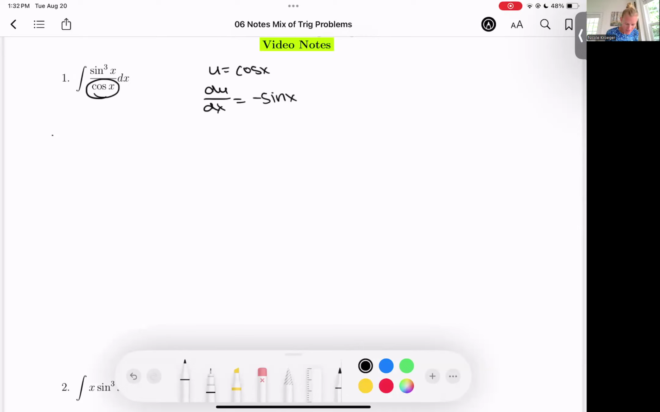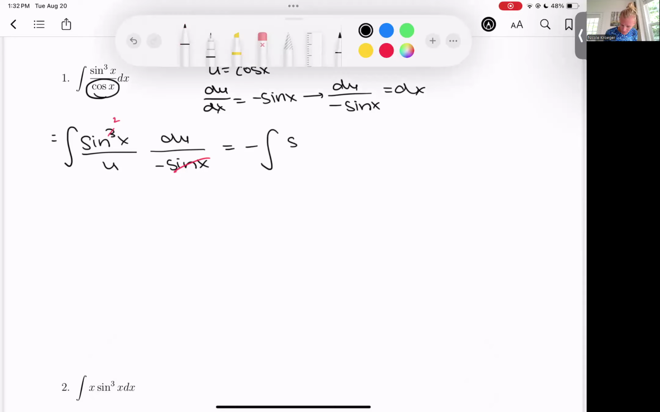If we try this, so this is going to say du over negative sine x is dx. So if we rewrite this, we're going to end up with sine cubed x over u times du over negative sine of x. We notice that one of the sines is going to cancel out, and we can pull that negative out front. So we have negative integral sine squared x over u du. But this is not good because we still have an x in our expression. We need to get this totally in terms of u.